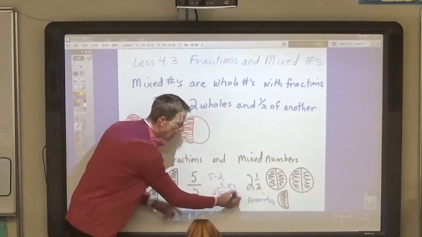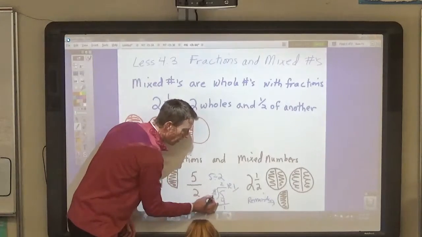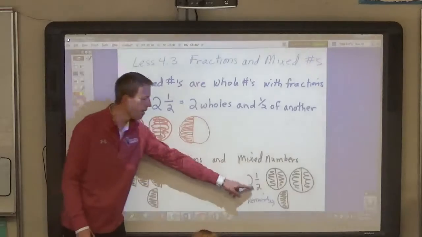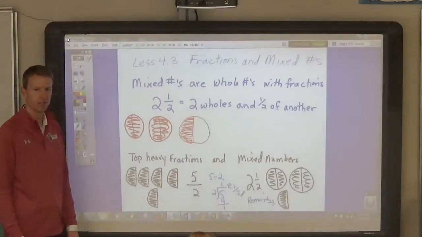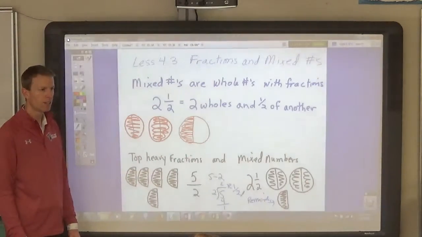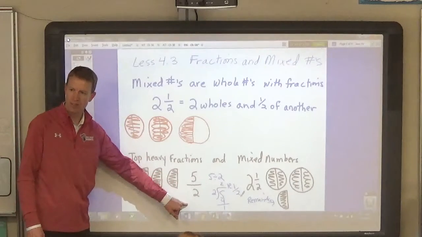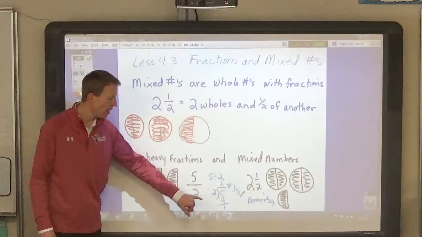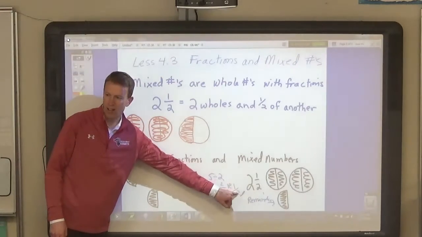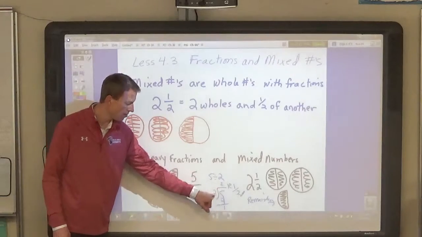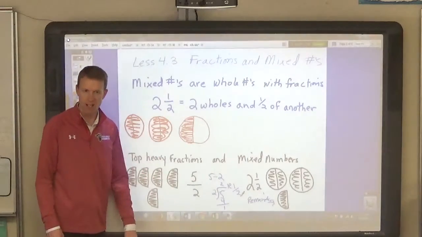So with that remainder, you put it over the divisor. And then write it like this, 2 and 1/2. Okay? We're doing division. The top number divided by the bottom number, and then the remainder over the denominator, or over the divisor. That's the number on the outside.